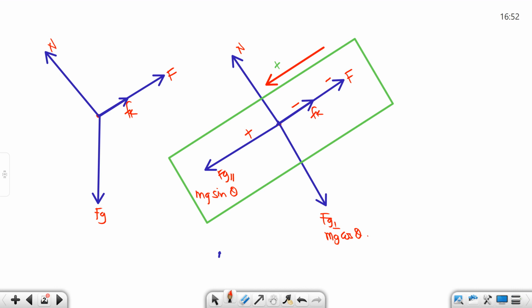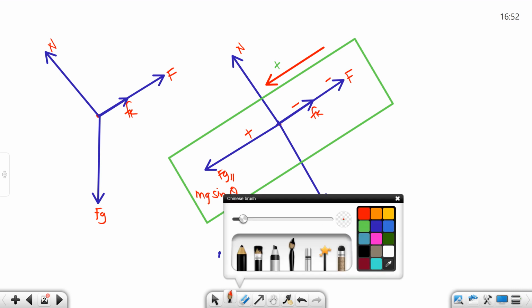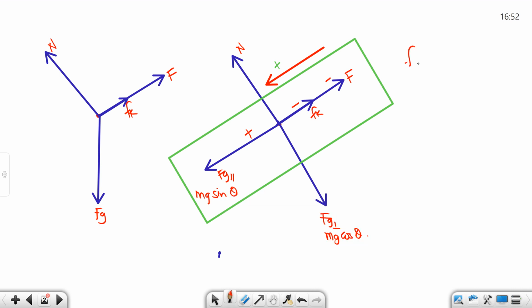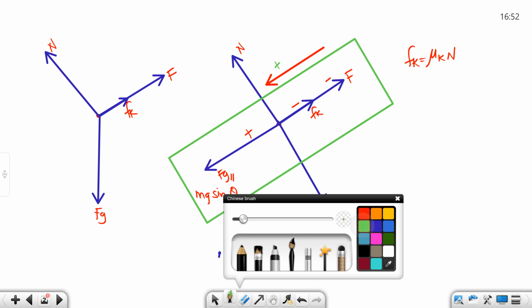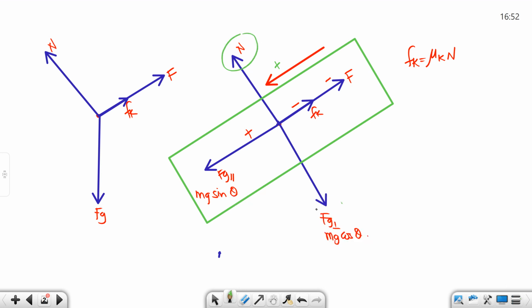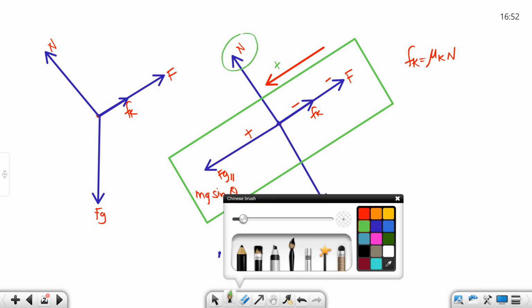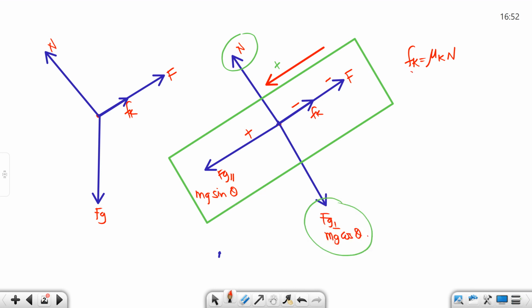Answers lie in your free body diagram. Okay. I know that I don't have friction, right? The formula for friction is mu kN. But what is my N, my dear learners? Normal and FG perpendicular will be equal. So my FK equals mu k mg cos theta.